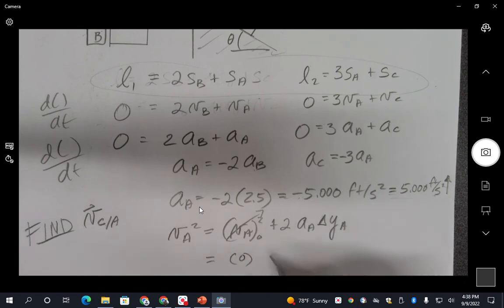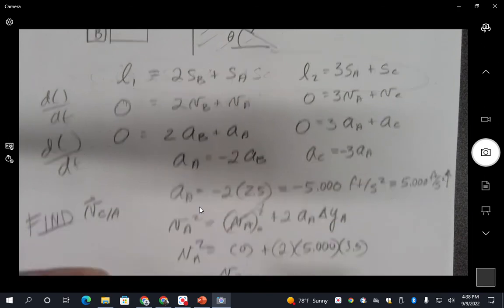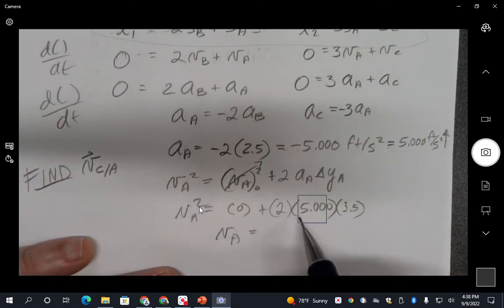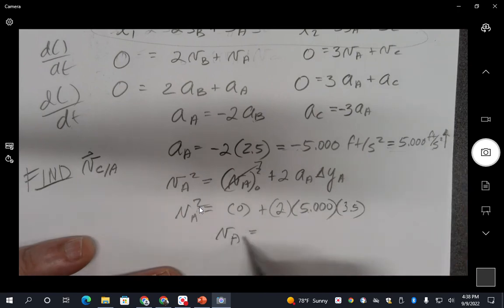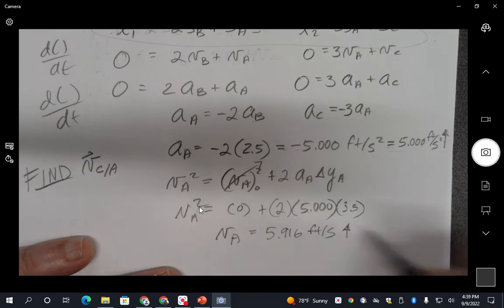So we'll take that 0 and 2 times our 5 times our distance moved, which is 3.5. That's VA squared, so we have to take the square root of that, sorry. So that's going to be 2 times 5 times 3.5, and then take the square root of it. The reason I'm even mentioning this is we don't want to start trying to take the square root of a negative number. We know that it's not going to work. So that's 5.916 feet per second, and we know it's going upwards.